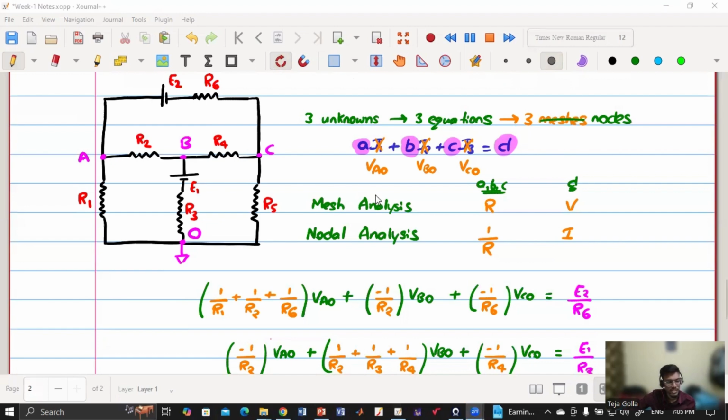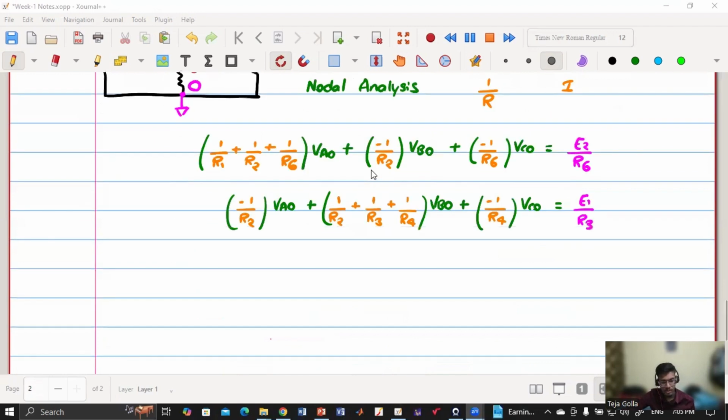And then VCO? 1 by R5. It's the summation of all the 1 by resistances. R6 plus 1 by R4 plus 1 by R5. Yes, yes, very good. So summation of the three resistors.